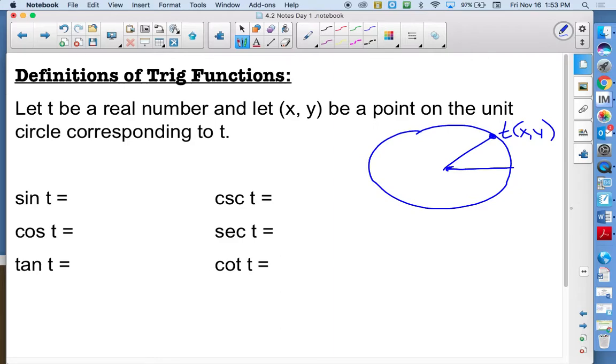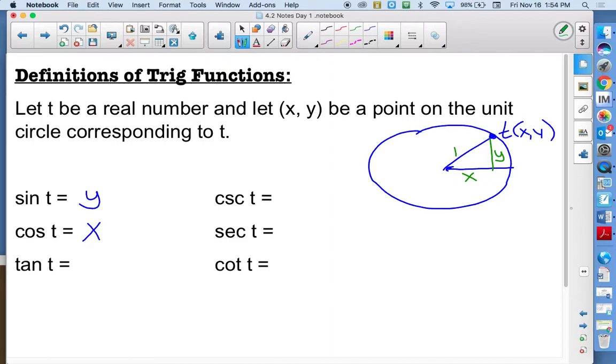Any point (x, y), the sine is always the y of the point, the cosine is always the x of the point. Because to travel over or to travel up, cosine is adjacent over hypotenuse. The sine is the opposite over hypotenuse. So sine is always y because that's always your vertical distance of your triangle. Opposite is always the height of the triangle.